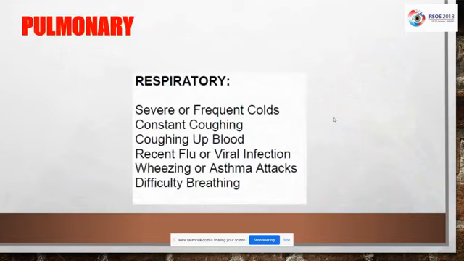So we mentioned the head and CNS and the ear, nose, and throat, and now we are moving to the respiratory and pulmonary symptoms. You need to ask about specific symptoms in the respiratory tract, including severe or frequent colds, constant coughing, coughing up blood, recent viral infection, wheezing or asthma attacks, and difficulty in breathing. So if those patients have any severe or frequent colds, constant coughing, coughing up blood, recent flu or viral infection, wheezing or asthma attacks, or difficulty in breathing.